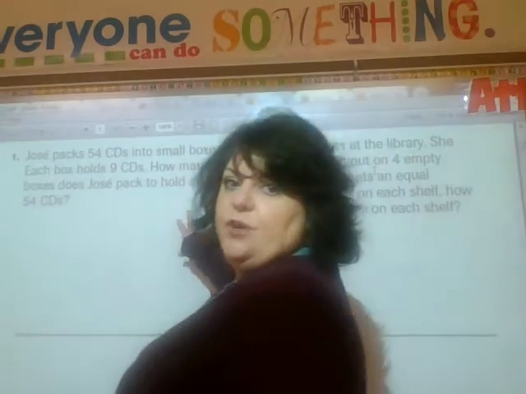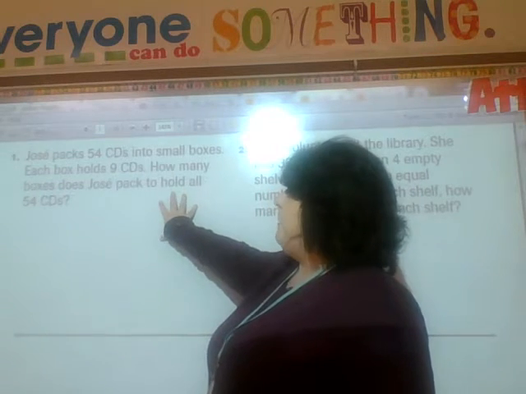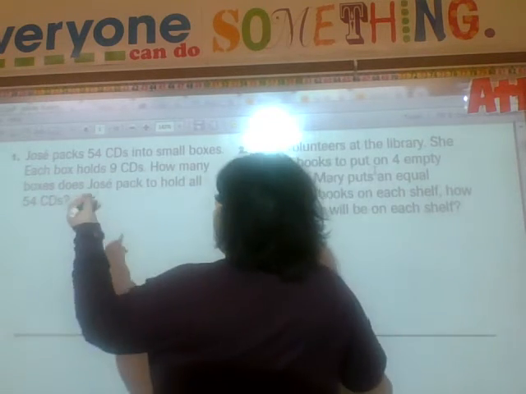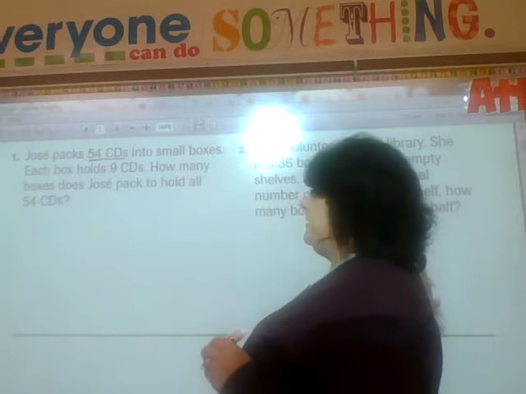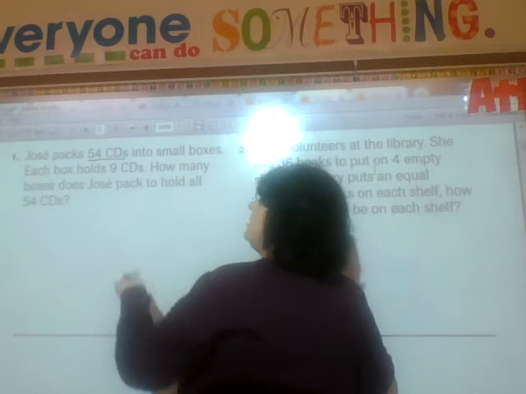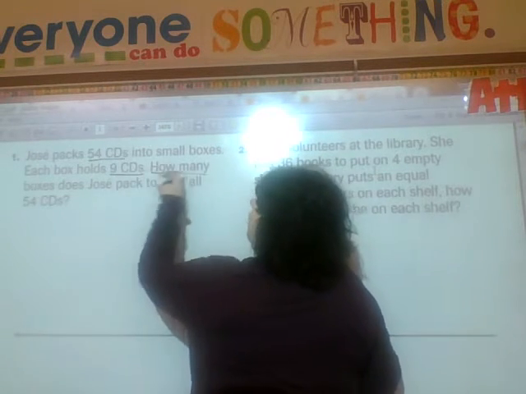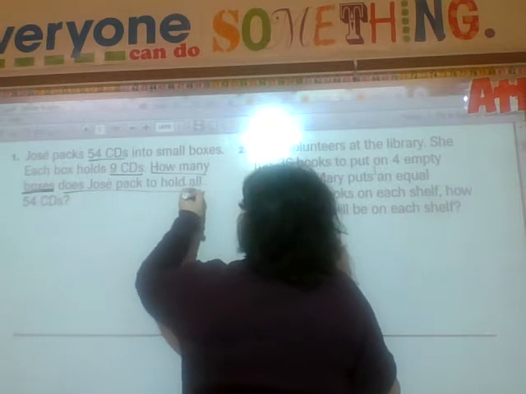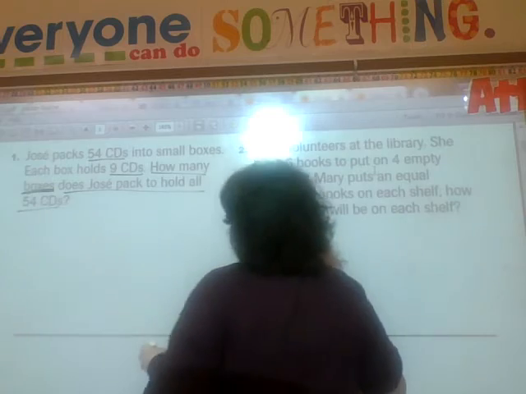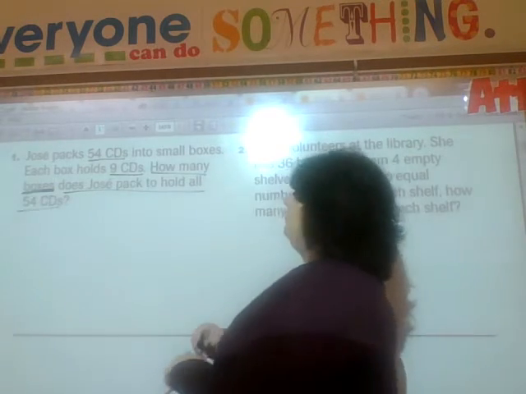On this first problem up here, we have: Jose packs 54 CDs, and I'm going to underline my important information, into small boxes. Each box holds 9 CDs. How many boxes does Jose pack to hold all 54 CDs? So we know that boxes will be our label.